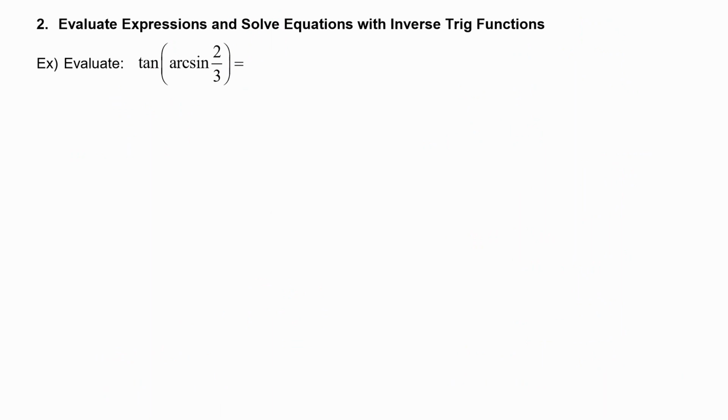In part 2, you will learn how to evaluate expressions and solve equations with inverse trig functions. In this example, we have to evaluate the tangent of the arcsine of 2/3. Remember that an inverse trig function outputs an angle, and if that angle is the arcsine of 2/3, then that means the sine of theta equals 2/3, because I took the sine of both sides. We can draw a picture of this angle.